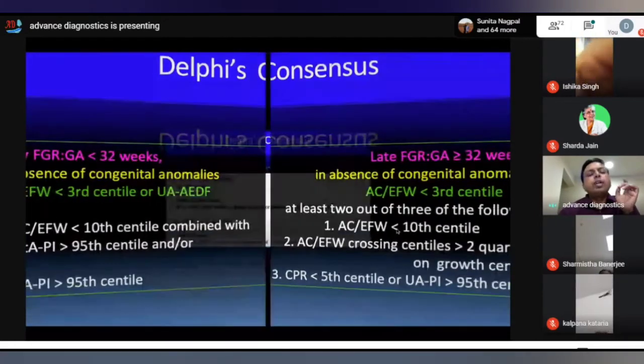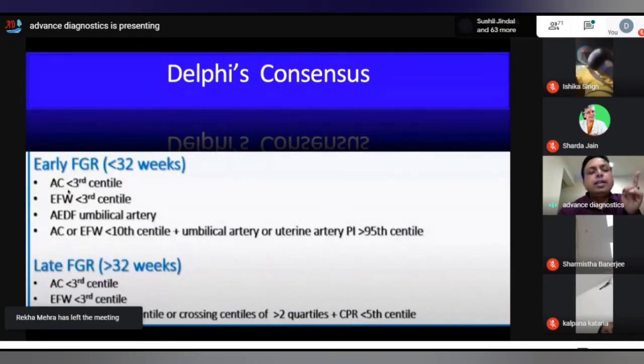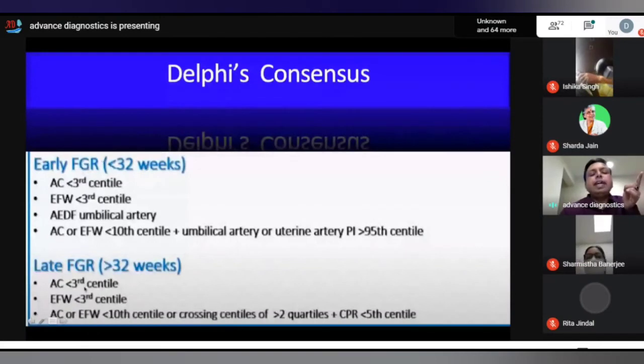So if you are seeing an AC third centile, as I showed you in my first or second slide, if you are seeing on a single instance AC third centile or estimated weight third centile in less than 32 weeks, this is early FGR. If you are seeing AC and estimated fetal weight third centile after 32 weeks, it is late FGR.